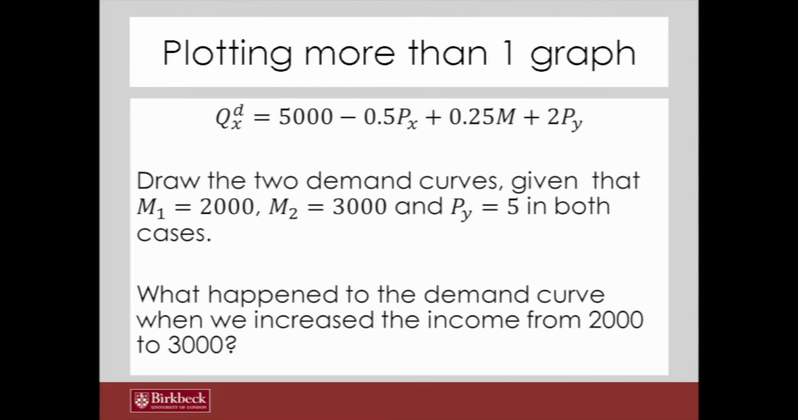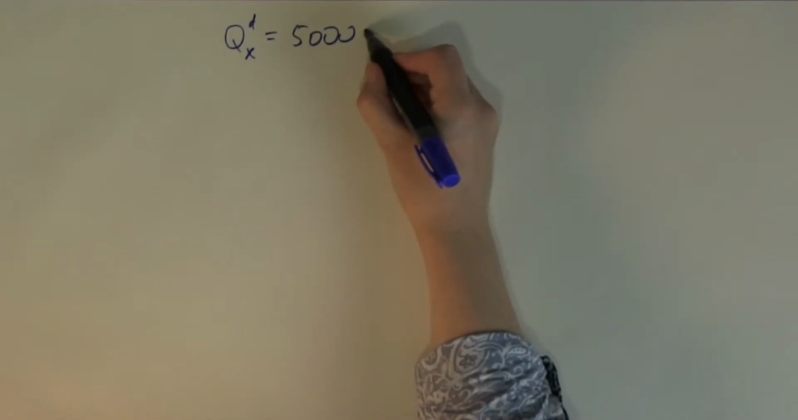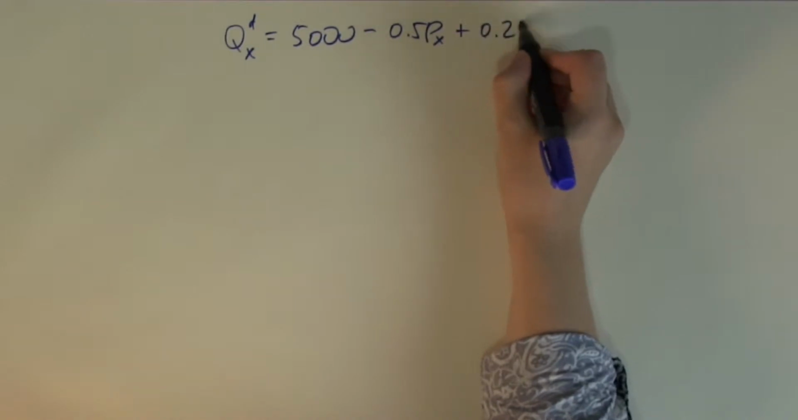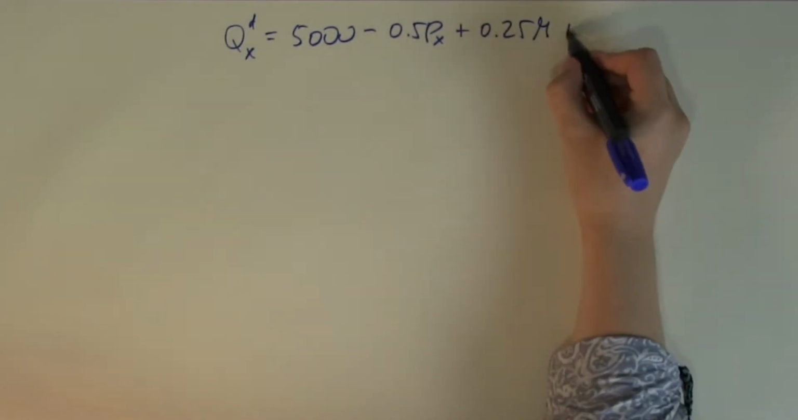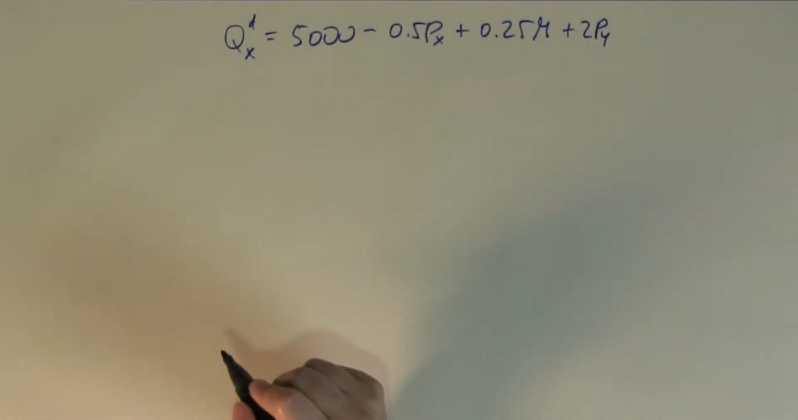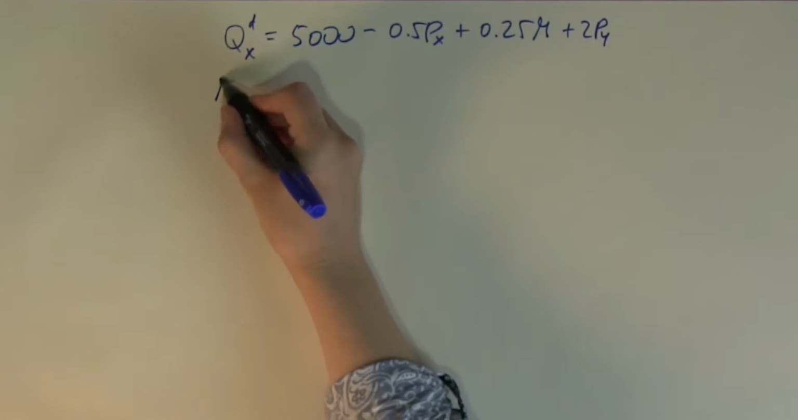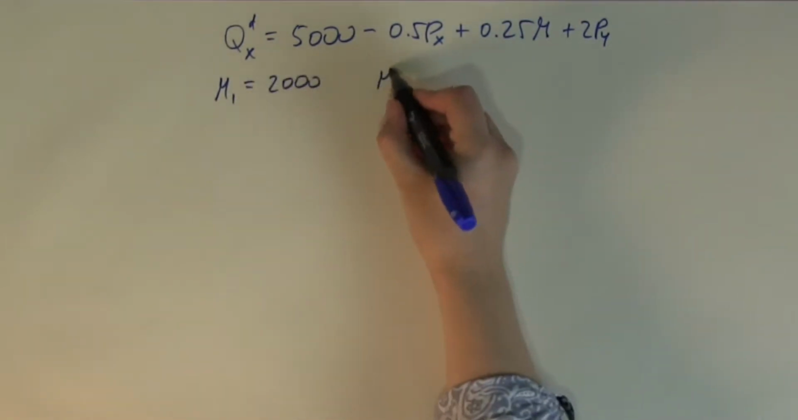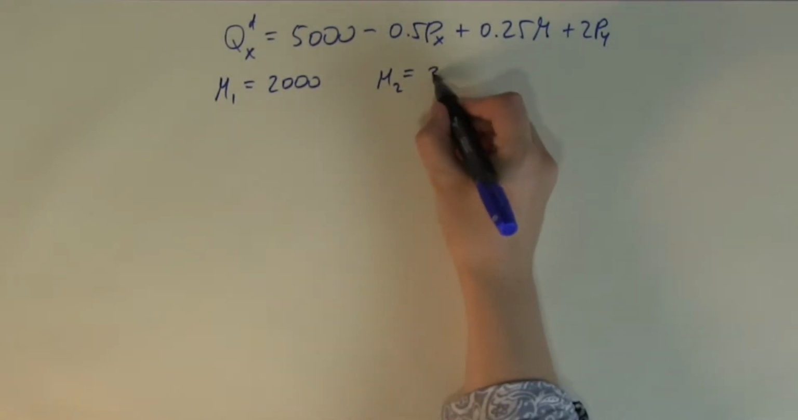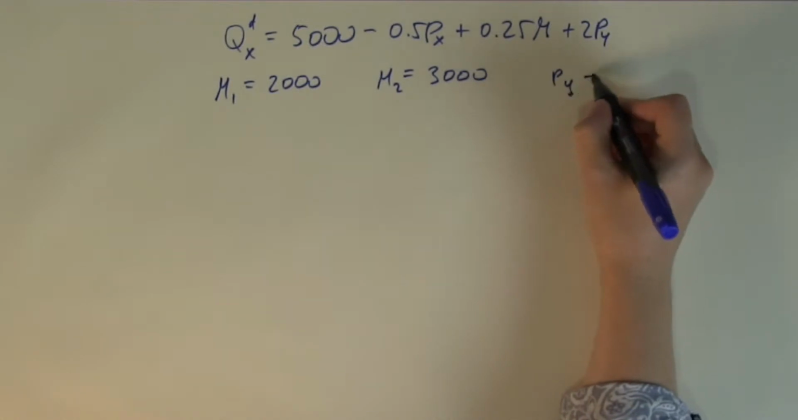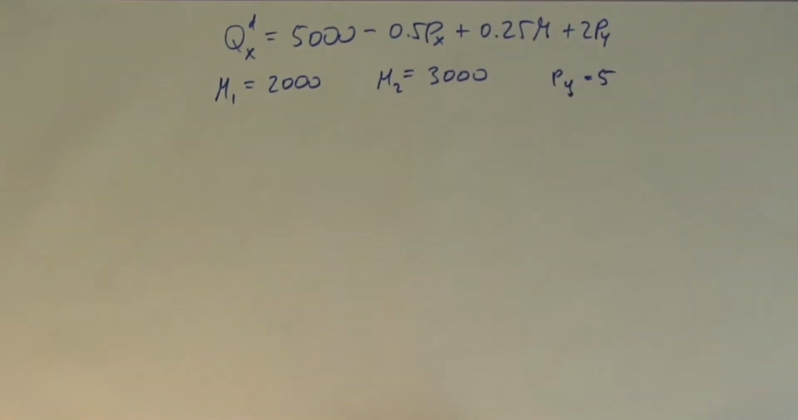Qxd equals 5,000 minus 0.5Px plus 0.25m plus 2Py. Now draw the two demand curves given that m1 is equal to 2000 and m2 is equal to 3000 and Py equals 5 for both cases.